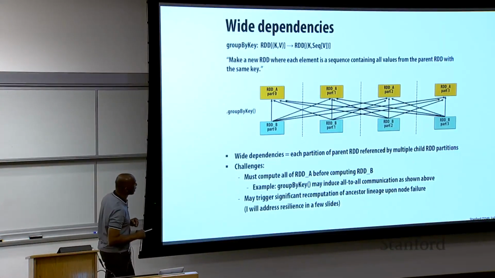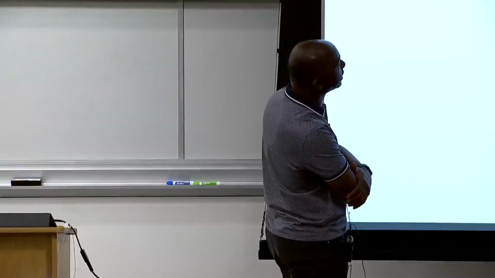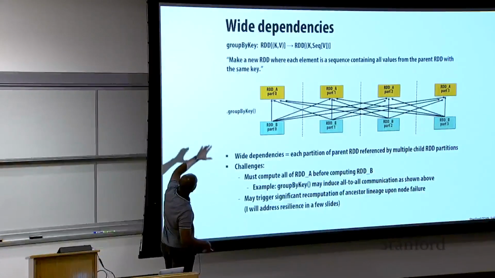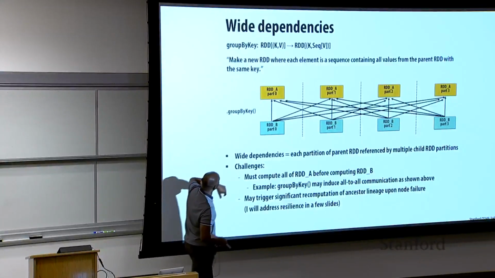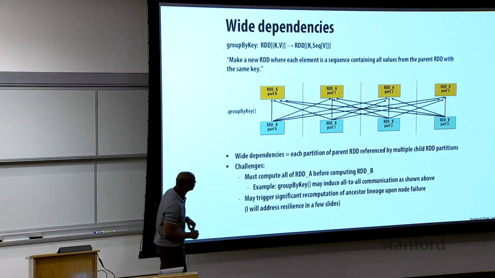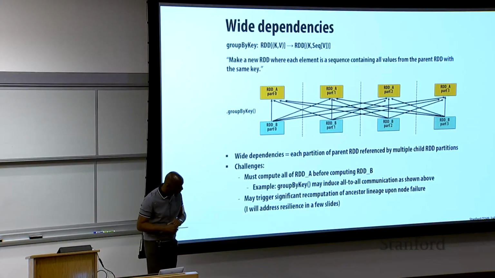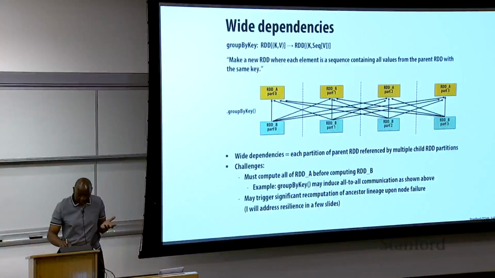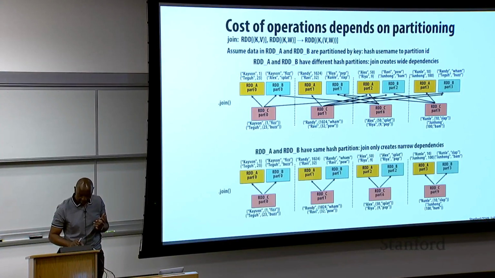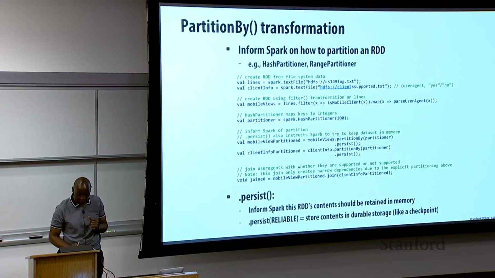Wide dependencies are a case where you've got an RDD which depends on multiple RDDs, right? So in this case, if I do a group by key, I may have to get elements of the partition from multiple places. And so if I have narrow dependencies, then potentially I can have the system automatically do the fusion.